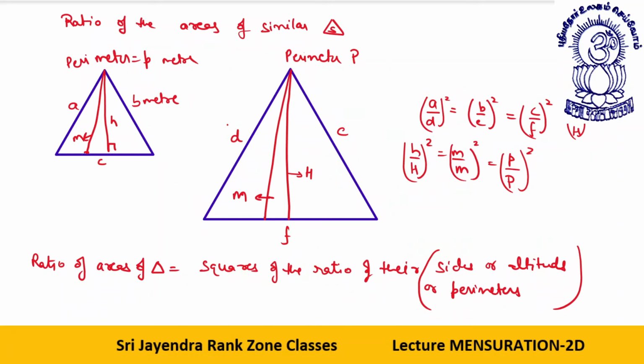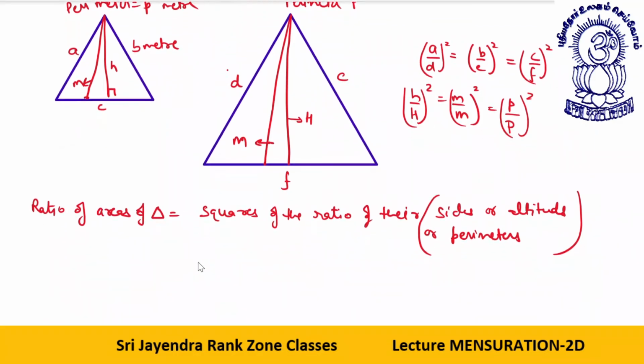Okay, so this is the basic concept that you need to know whenever you are asked about the ratio of the areas. Whatever you have got for corresponding sides, corresponding medians, corresponding altitudes, the length of corresponding angle bisectors, or the corresponding perimeters, you just square the ratio of those things.